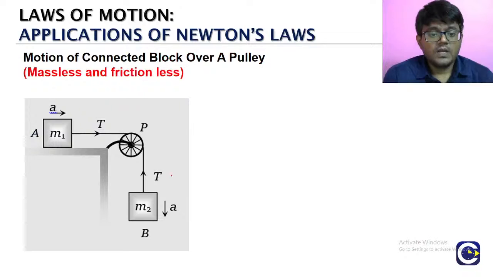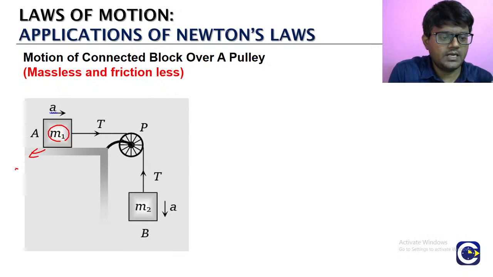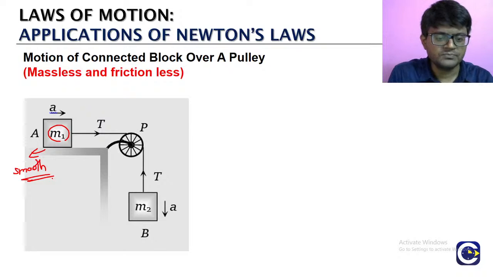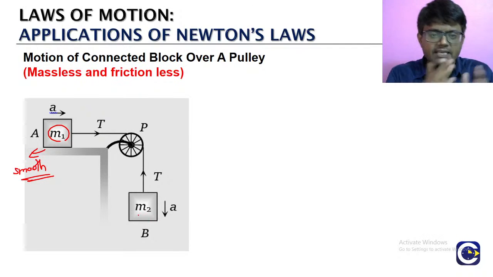Okay. Now we'll go into the next one. So we can have one block, the block M1, kept on a horizontal table. Here our assumption is that we are talking about smooth surfaces. The table and the surface of the block are smooth. The other block, M2, is hanging.